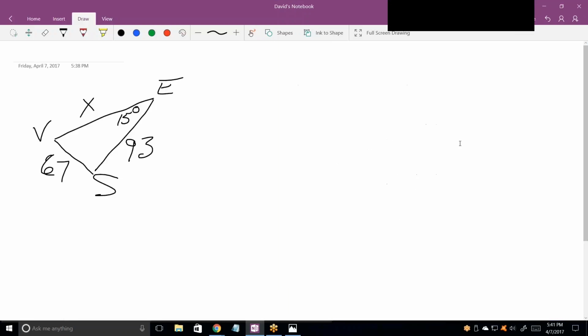There are two possible results. That means this is the ambiguous case of the law of sines. Whenever you have two possible results, it means you're dealing with the ambiguous case of the law of sines. So, let's try to solve this triangle. Notice that we have three pieces of information. You always have three pieces of information.